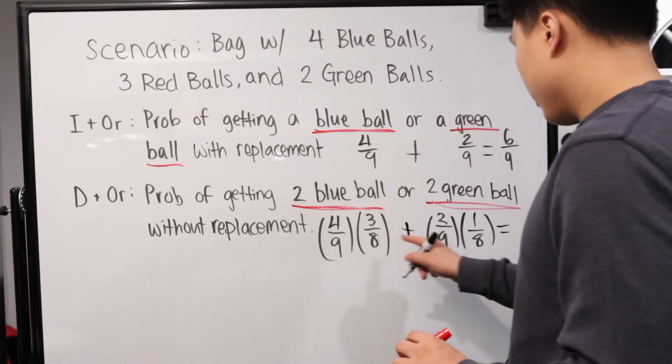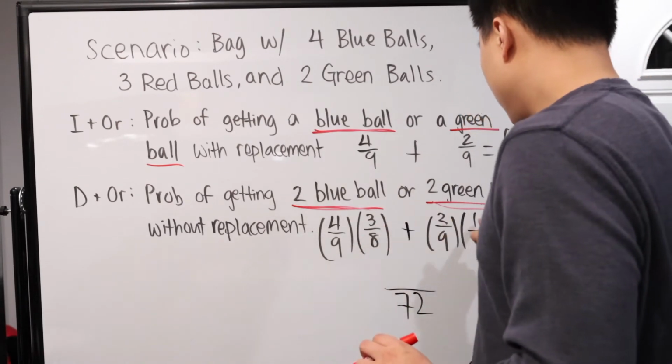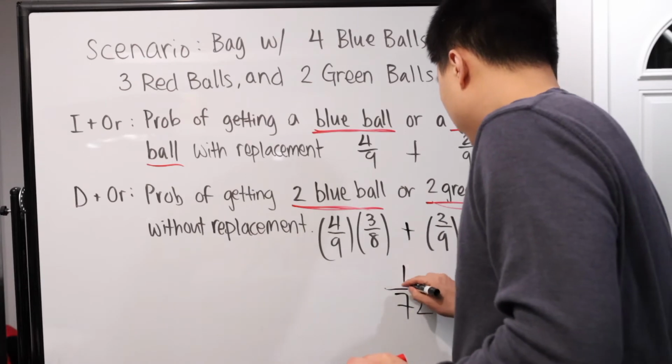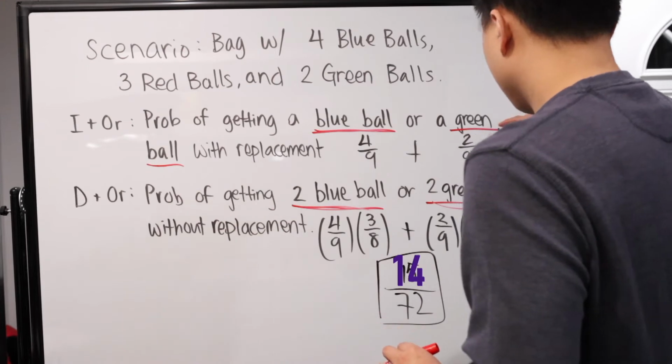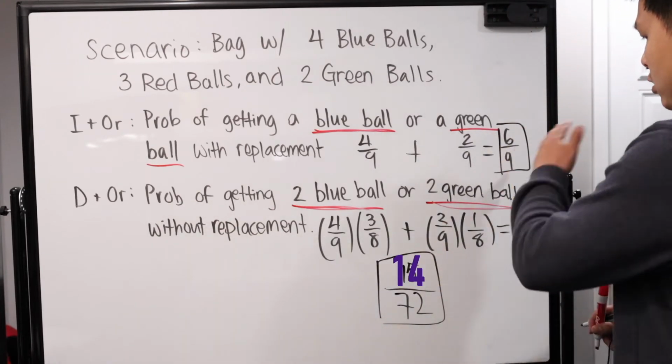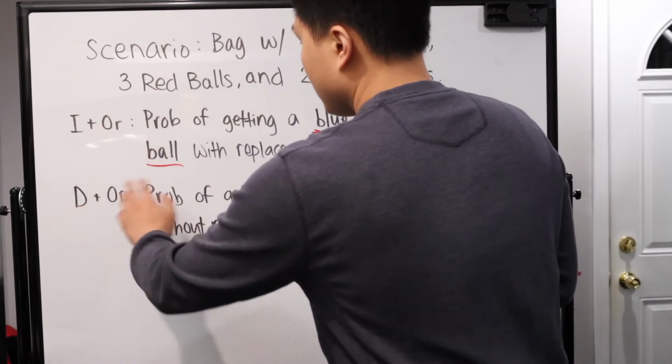There it is, right? And then of course the bottom is going to be 72. You guys realize that? This is 12 plus 2, that's going to be 15. And just like that, that's the probability for this one. And I should probably put this here to mark the 2 different answers. So there you go. Independent or dependent or.